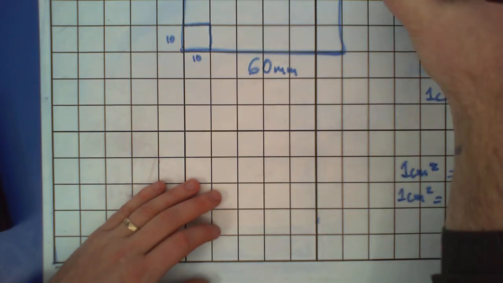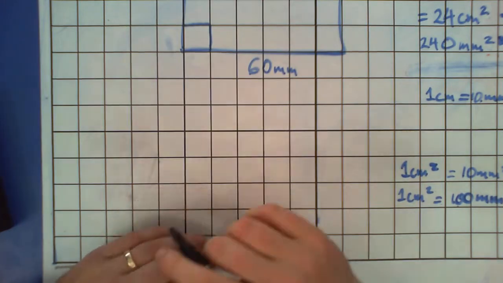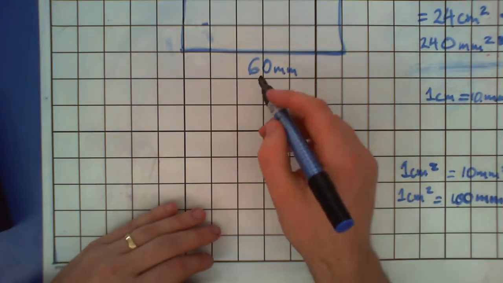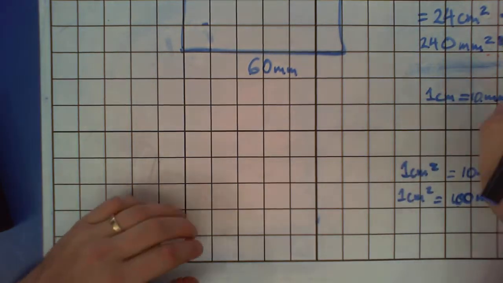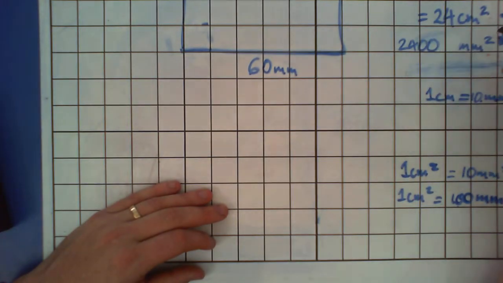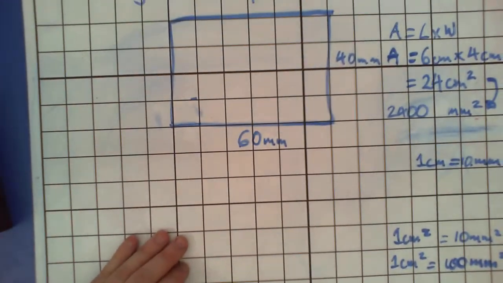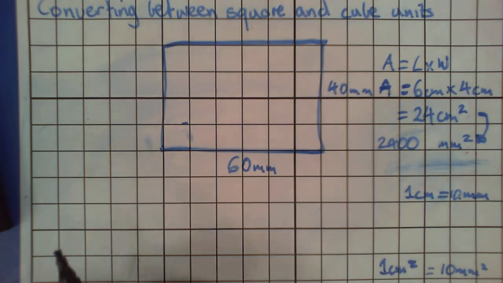I would say this one is 40. Right? And we need to now work out what our area is. Well, we can see that we've got 60 times 40 is not 240, it's actually 2,400 millimeters squared. Right? Now there's a problem with, sorry, I didn't slide that back up. There's a problem with what we've got here though.